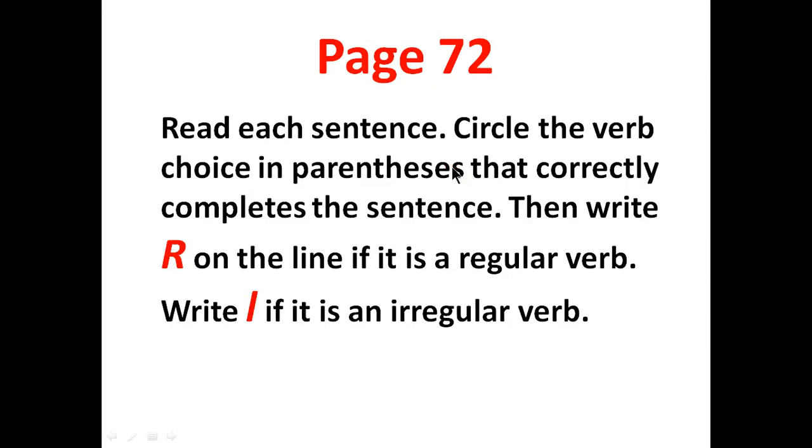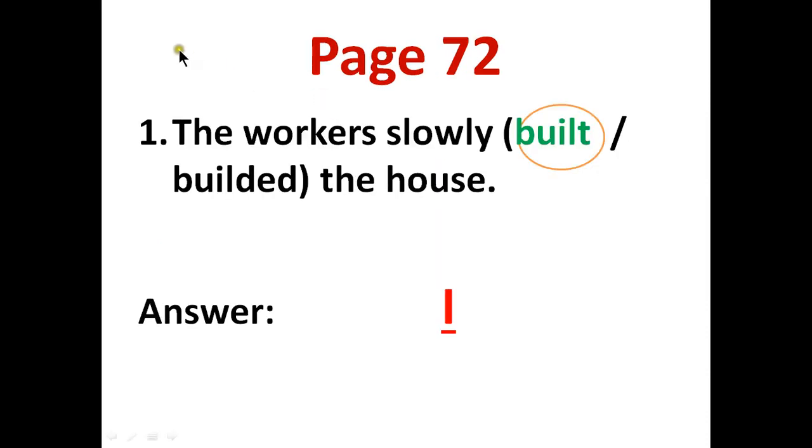We will proceed to our page 72. Page 72 asks us to read each sentence, circle the word choice in parentheses so that it correctly completes the sentences. Then write capital R on the line if it is a regular verb, and write capital I if it is an irregular verb. Number 1. The workers slowly built the house. The word built is the correct option, and also it is irregular.